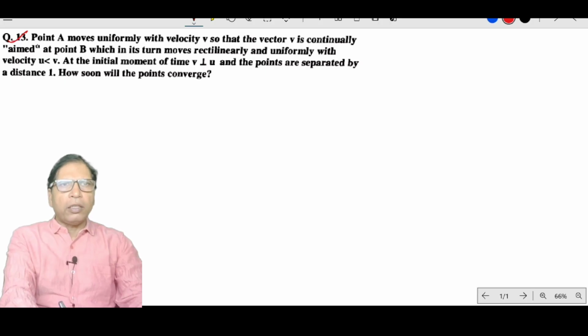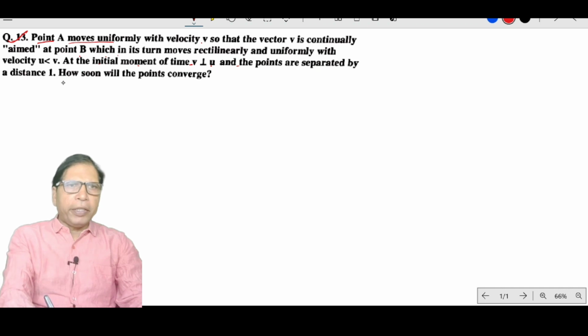Question number 13. Point A moves uniformly with velocity v so that the vector v is continually aimed at the point B, which in turn moves rectilinearly and uniformly with velocity u less than v. At the initial moment of time v is perpendicular to u and the points are separated by a distance L. How soon will the points converge?